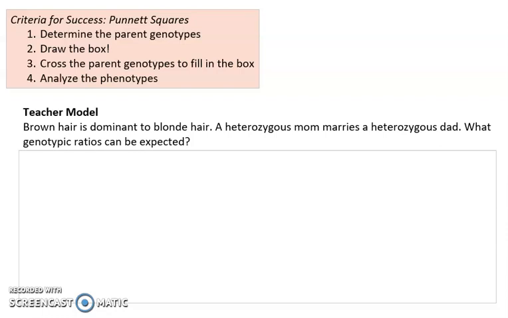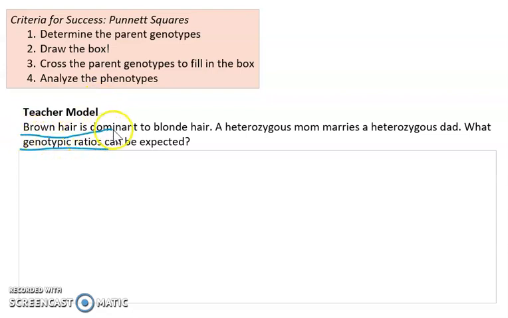All right, so for this question, brown hair is dominant to blonde hair. A heterozygous mom marries a heterozygous dad. The question here is what genotypic ratios can be expected? So we're not being asked about a percentage here, we're being asked about ratios. So first thing is determine the parent genotypes.